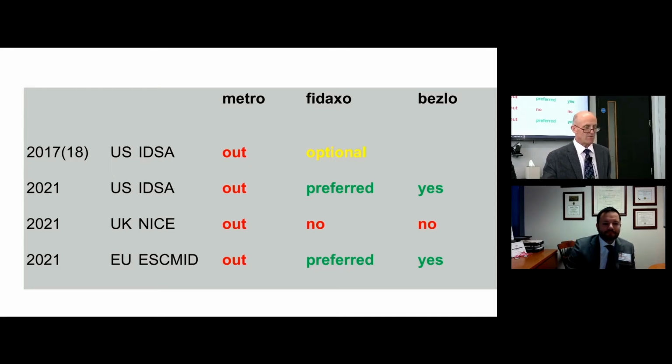Vancomycin is missing on this table on purpose because all the guidelines recommend to a greater or lesser extent vancomycin. So I've just simplified things here. However, you'll see that in the EU and the IDSA US guidelines, the preferred agent is fidaxomicin, not vancomycin, whereas UK NICE, on a cost-effectiveness calculation basis, disagree with that. Bezlotoxumab, which has had very, very low uptake since its regulatory approval. Again, a difference in opinion between EU/IDSA versus UK NICE.